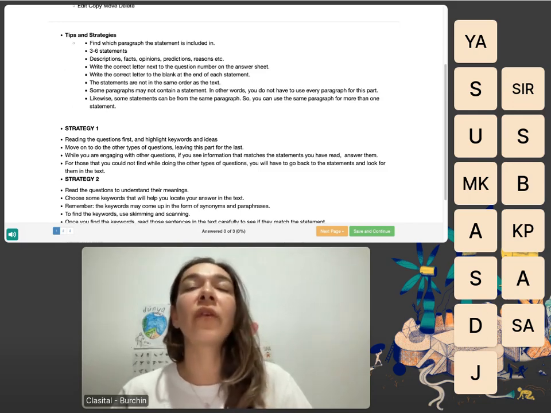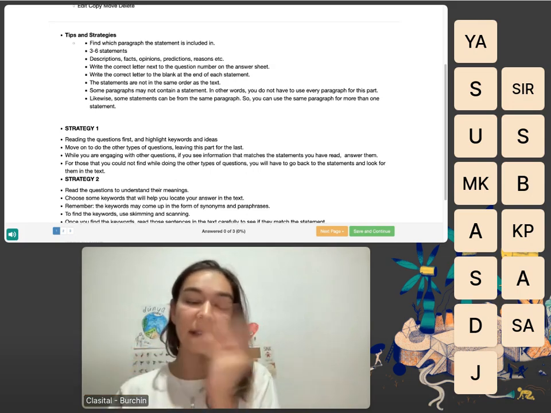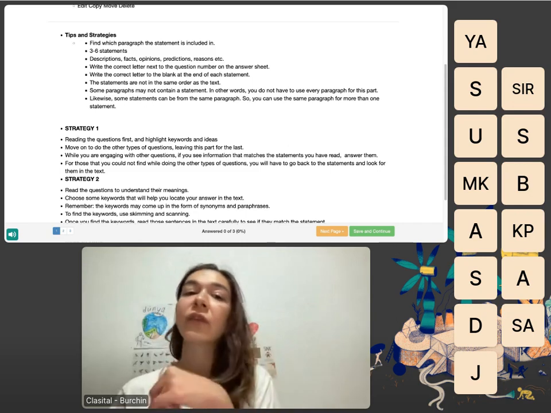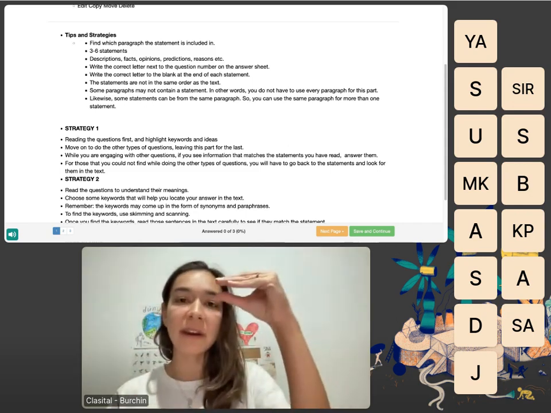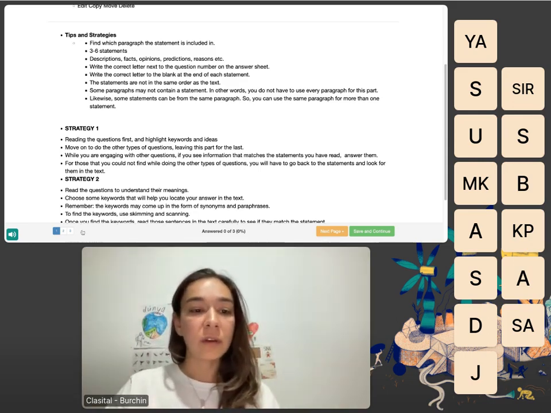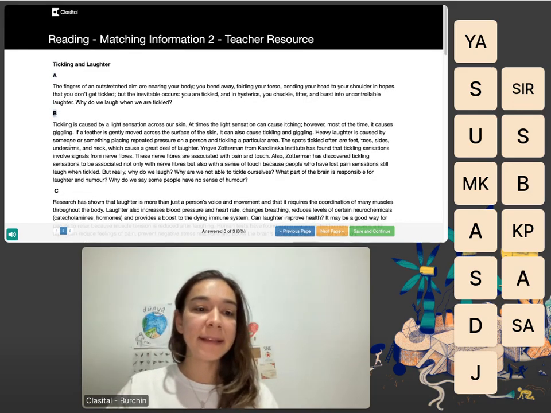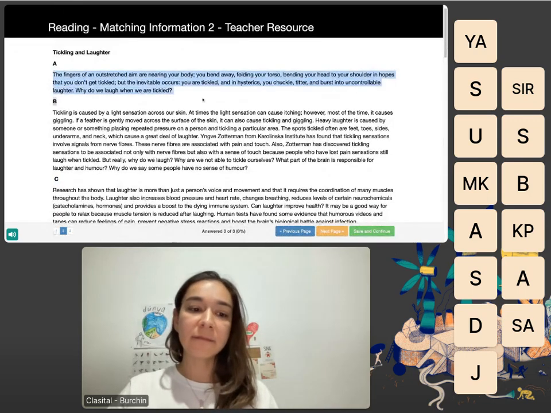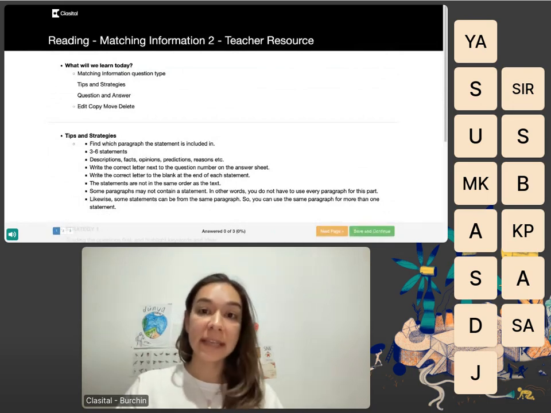You are supposed to write the correct letter next to the statement. This can sometimes be a little bit confusing too. You will write the paragraph letter. So when you see, for example, let me show it to you, as you can see, there are A, B, C. So you will see paragraphs like this, and you are going to write the letters next to the statements.